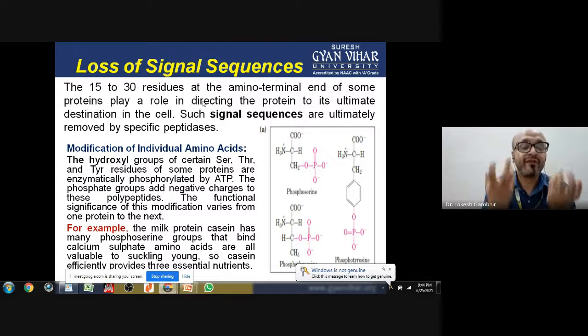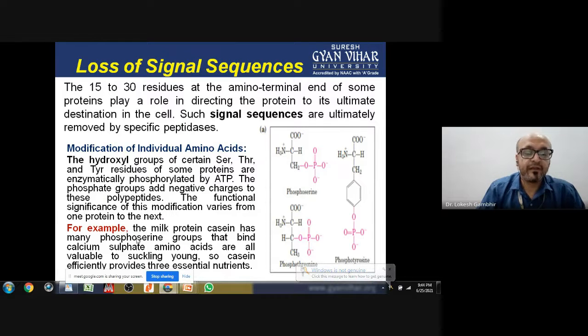Now where will this phosphate group attach? Of course, by a phosphodiester bond. And where is this particular bond forming? Of course, with the anhydride bond. Now where will this particular ester bond be forming? It will be forming with the OH group of the amino acid. What amino acid? Serine, threonine, and tyrosine. These three amino acids will go for phosphorylation. Like the example of milk protein, the casein molecule, it contains phosphoserine groups which bind to calcium. And similarly there are multiple examples of what I have narrated.